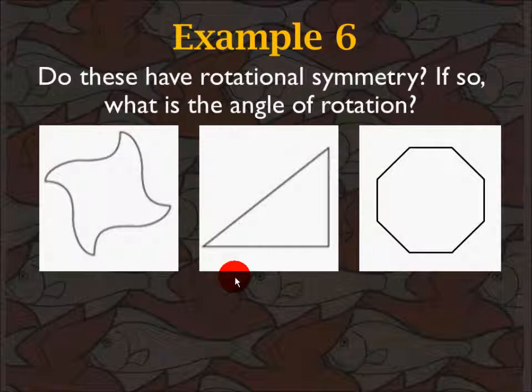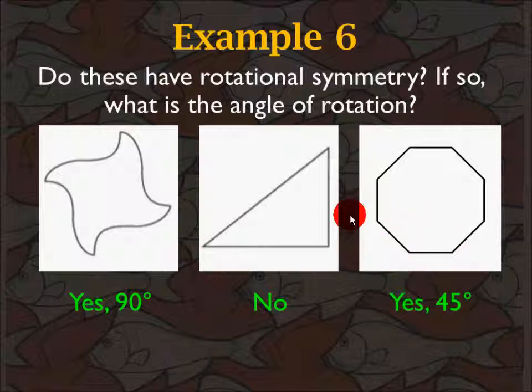So, example 6. Which of these have rotational symmetry? Now, this one, if you rotate it 90 degrees, you're going to end up exactly with what you started with. So this has rotational symmetry for 90 degrees. This triangle, does it? No. If you actually rotated it, it would not look like it did when it started. What about this octagon? Well, it's a regular polygon, so the answer would be yes. And you only have to rotate it 45 degrees, because 45 is 360 divided by 8.